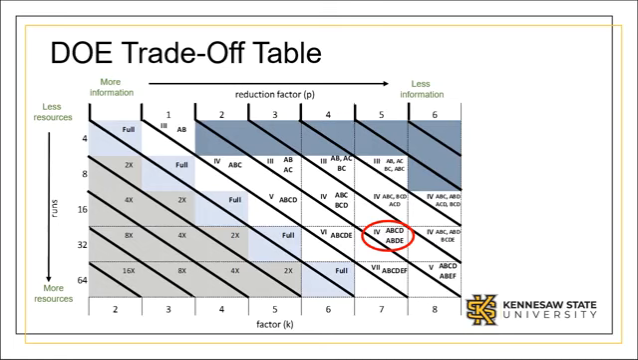There is a reason this is called a trade-off table. As we add more runs, we add more time and cost. Clearly, this will deliver the most informed decision. But in the real world, there are limits on what we can do.